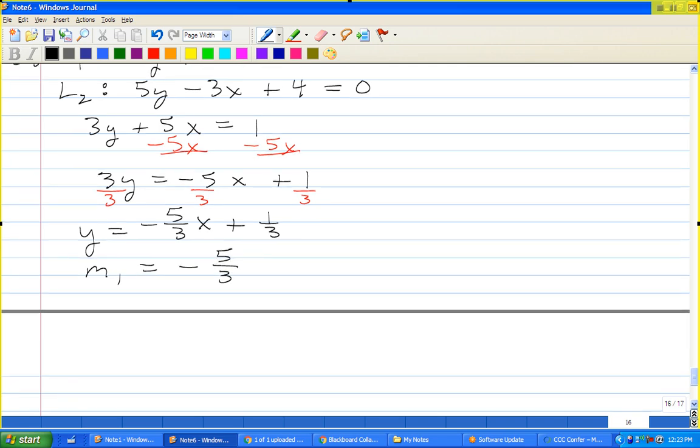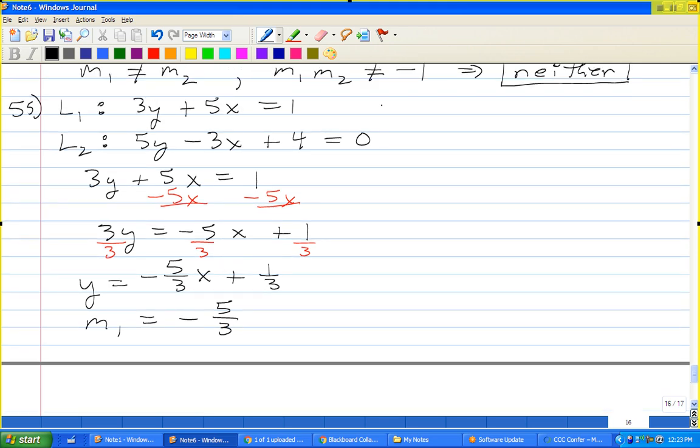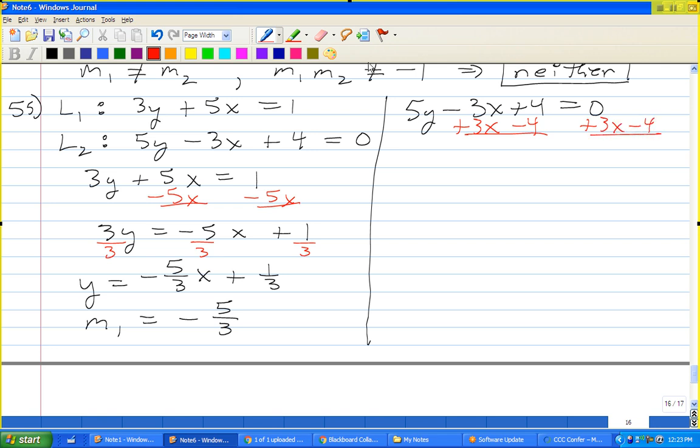Let's find the slope of the second line. Maybe I'll do it here. And so I have 5y minus 3x plus 4 equals 0. Add 3x, subtract 4 from both sides of your equation. So I have that 5y equals 3x minus 4. Solve for y. Divide every term by 5.